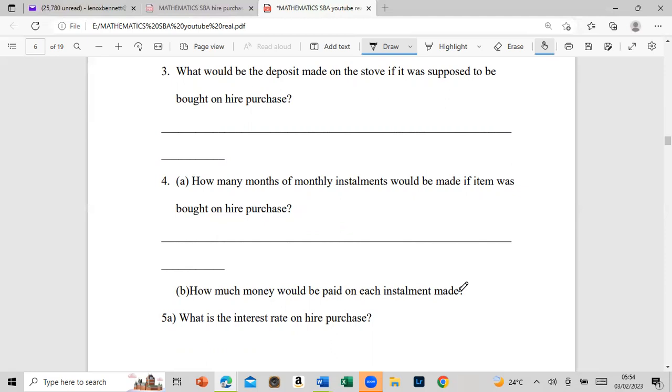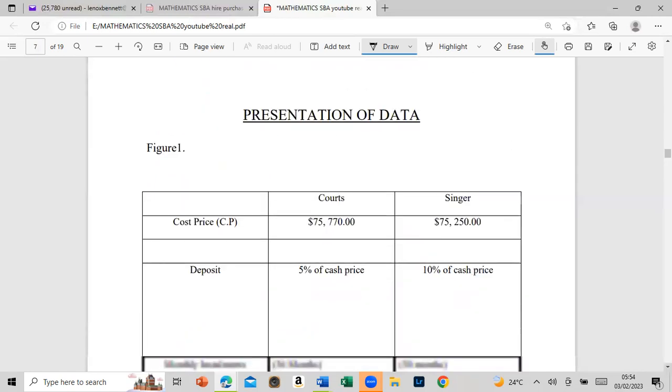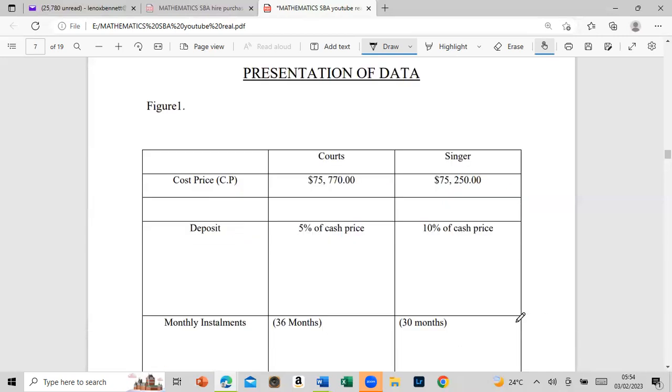All right. And number 5 says, what is the interest rate of hire purchase? So you want to know what's the interest you'll be paid. All right. So that brings us to, this is where students normally fall short. All right. So basically, this is where you present your data. So after you obtain the necessary information from the questionnaire, so guys, everything is based on the questionnaire. All right. From here on, it's just based on what you collect from the questionnaire.